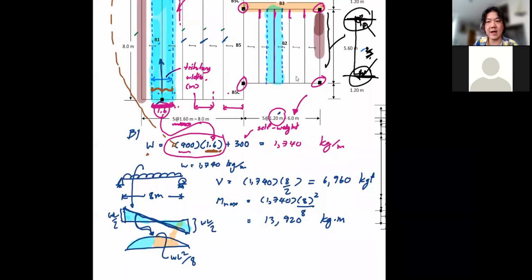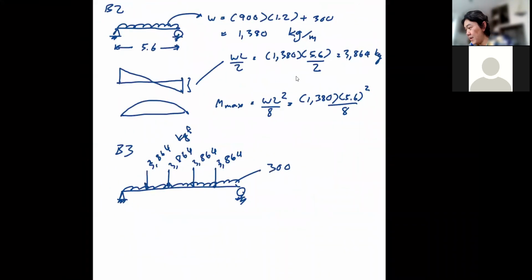But this is the basic stuff that is already covered in mechanics of materials, so I'm not going to go through that in detail. If any of you have problems following this, you need to spend some time making a review by yourself on the materials from the old days. So now we are up to B2.